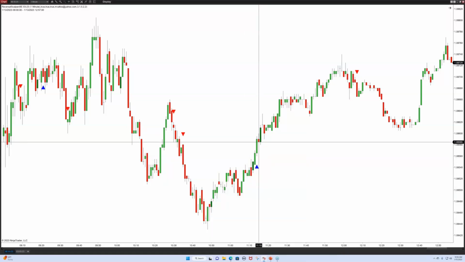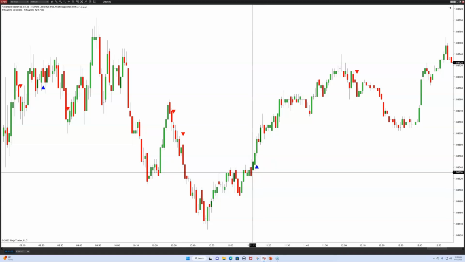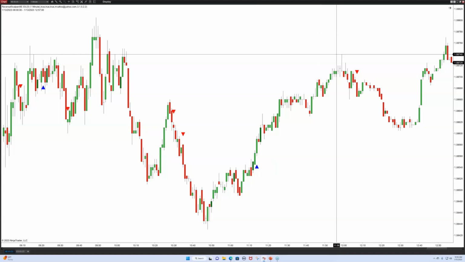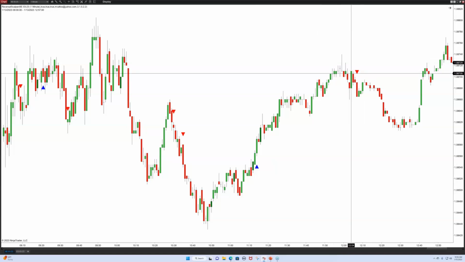So again, it's up to you whether you want to use it. I like to use it because it's going to give me a visual on where to place my stop. I don't want to be struggling in placing a stop way up here at the swing high when I could be placing my stop based off of where the reversal is potentially taking place in the market.